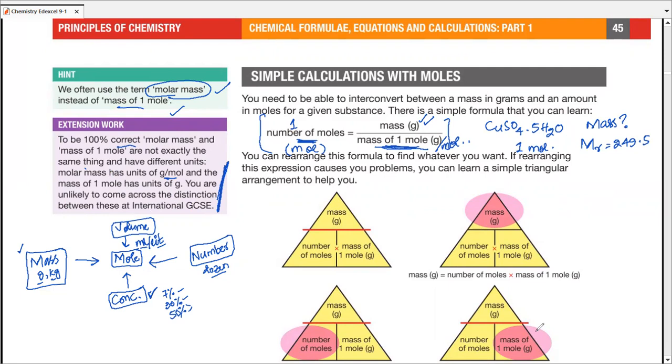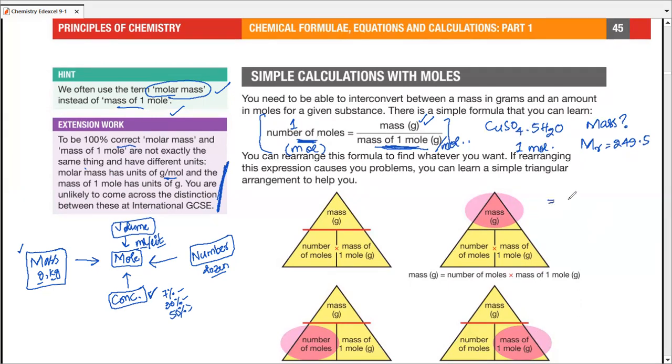Mass in grams. Come on, that should be easy. We have been doing this. So what do you attach to the MR? Gram. So what's the MR? How many grams will you need to take? 249.5 gram. That's it. If you take 249.5 grams of copper sulfate, you'll have 1 mole.